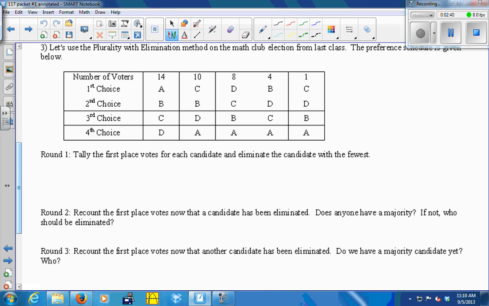Round one, tally the first place votes. So this feels just like plurality. You say, okay, A, how many first place votes does A have? 14. And B? 4. C? 11, these 10 plus this 1. And D has 8. Okay, so how many total voters are there in this election? 37. Add up these numbers across the top, we have 37 voters.